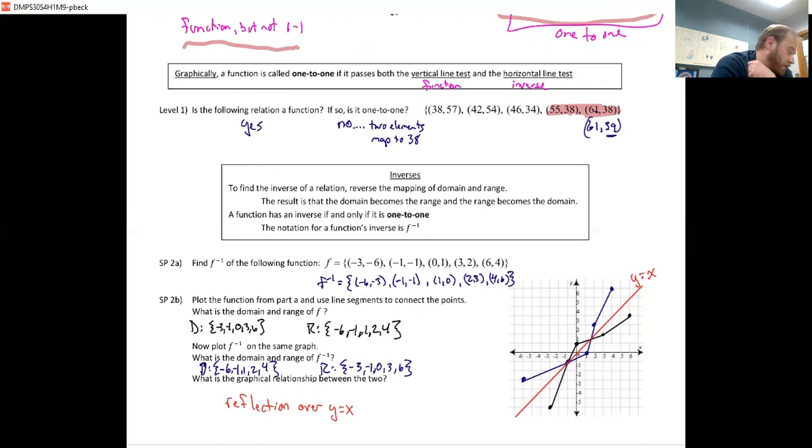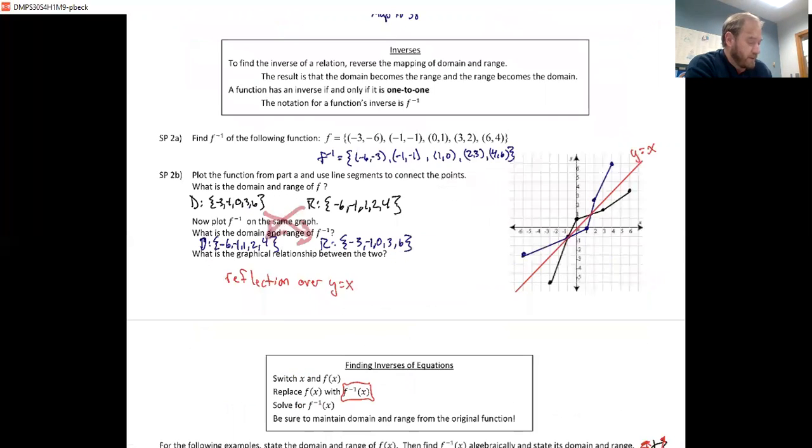Now what you should notice is, and this is true of all functions, that the domain becomes the range and the range becomes the domain. If that doesn't happen, something went wrong and we have to account for it. Then the relationship between these two functions is that it's a reflection over the line y equals x. And the reason why it's over y equals x is because x's and y's get switched.